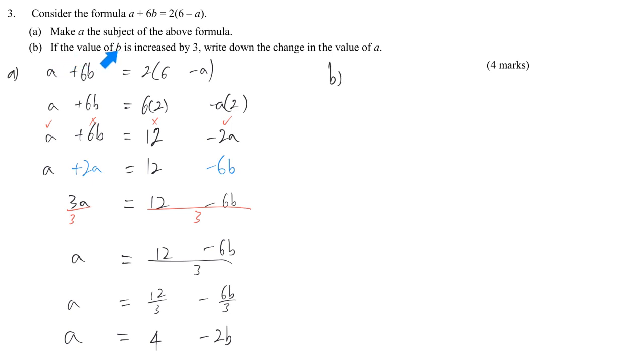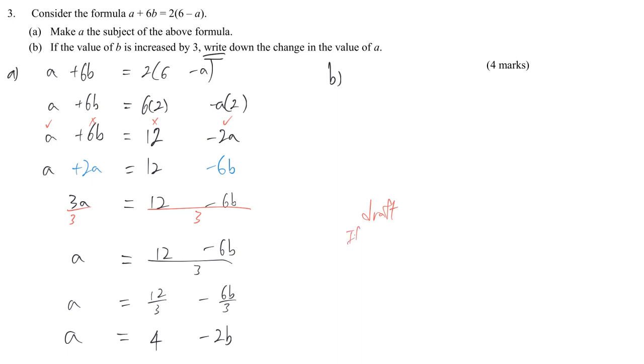In part B, they say that if B is increased by 3, then what will be the change to A? The key point is the command here. They say write. That means only one answer mark for this question. You just simply write down your answer and don't write any step here. In the draft, if the value of B increased by 3, you may consider 2 specific cases.